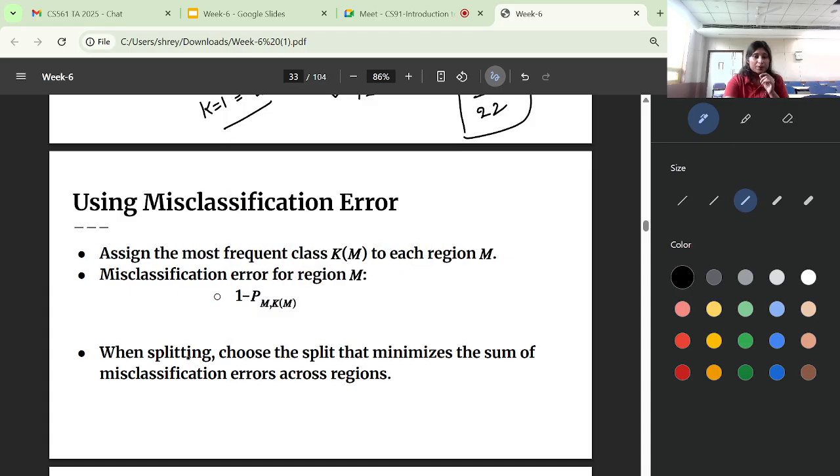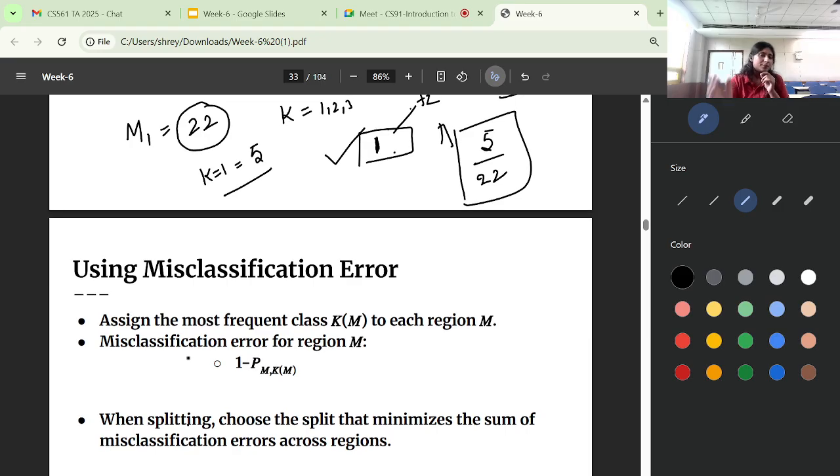Okay, so now you are going to use this type of probabilistic term again in this PPT. So this 5 by 22 is the probability of class K. So not having class K is obviously 1 minus P, right? So it is more like that.